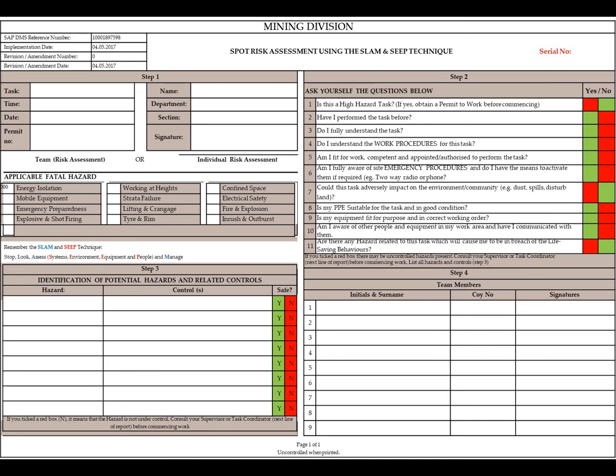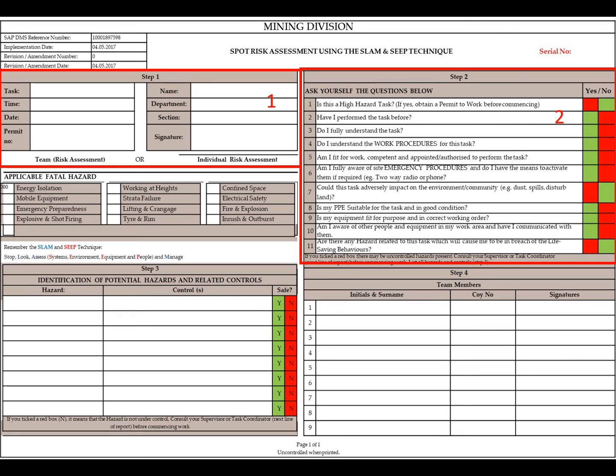So if we look at your spot risk assessment, this is just how I've broken it down. I've got your step 1 on the spot risk assessment is my stage 1. If you look at it, you will see that there's plus minus 9 steps. Stage 2 will be step 2 in your spot risk assessment. So there we've got 11 steps.